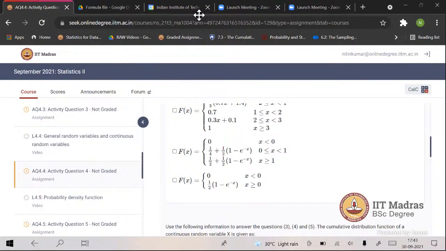At 0, it is what? At 0, the left hand limit is 0 and the right hand limit is 1/2. The right hand limit is again 0. How is it 0, sir? It is 1/2 into 1 minus e power 0. E power 0 is 0 now.